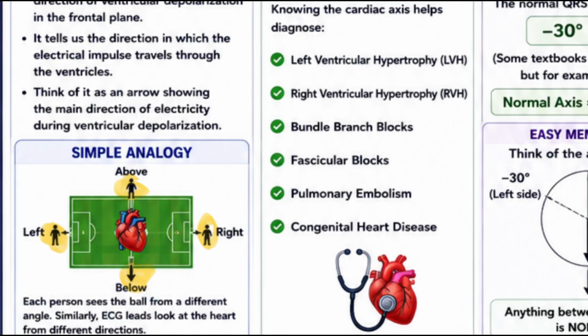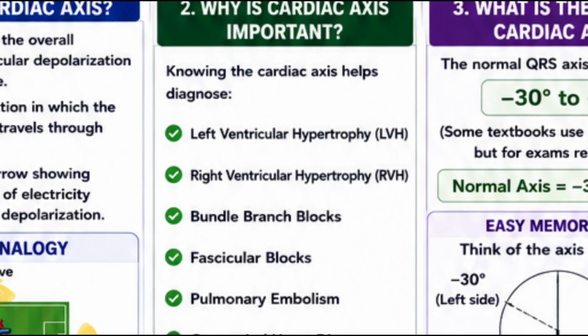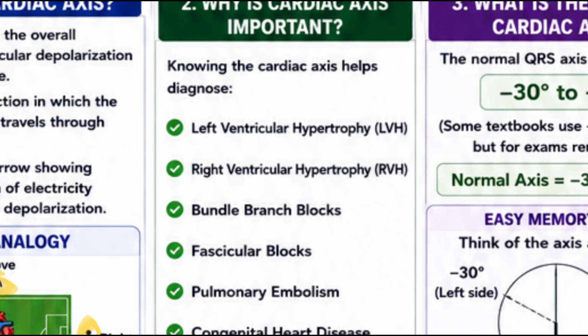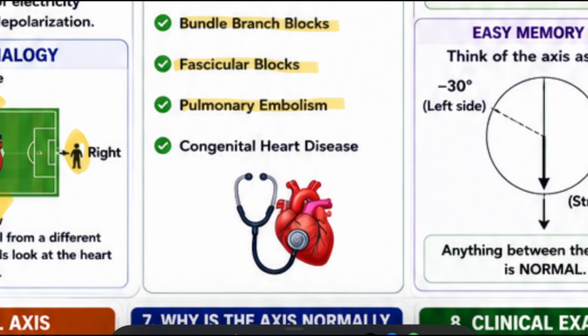So next you can see here, why is cardiac axis important? Knowing the cardiac axis helps to diagnose these problems. One is left ventricular hypertrophy and right ventricular hypertrophy, and bundle branch blocks and fascicular blocks and pulmonary embolism, and you can see here some congenital heart diseases.